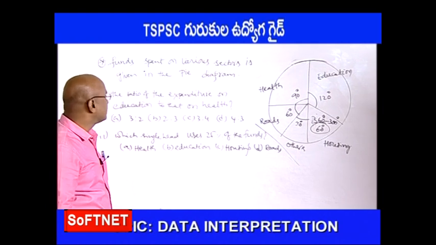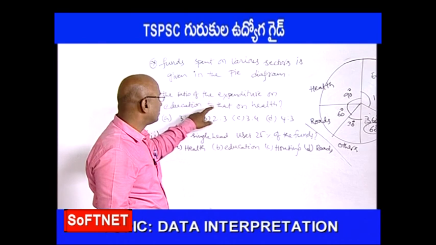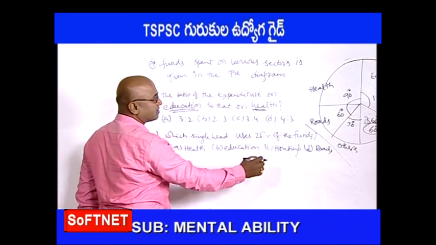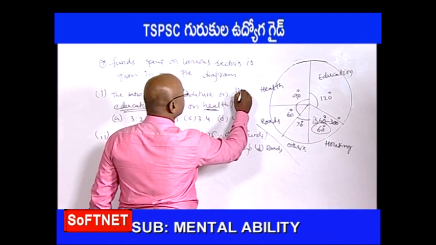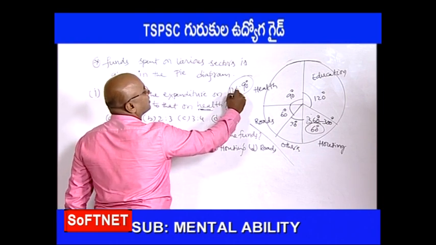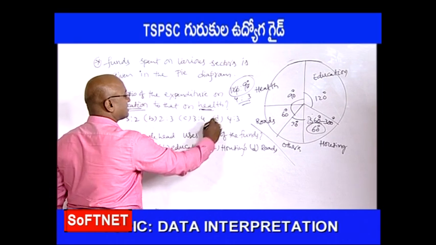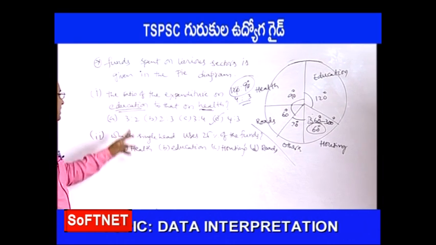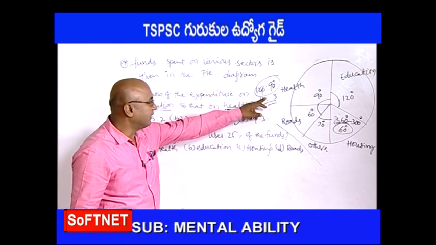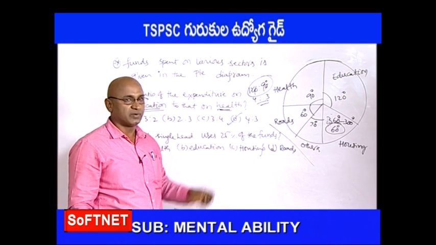Now, the first question is like this. The ratio of the expenditure on education to that on health. So education is to health. Education is 120 degrees, health is 90 degrees. Dividing by 30, 3 threes are 9 and 3 fours are 12. So 4:3 is the answer. So the ratio of expenditure on education to health is 120:90, which is equal to 4:3.